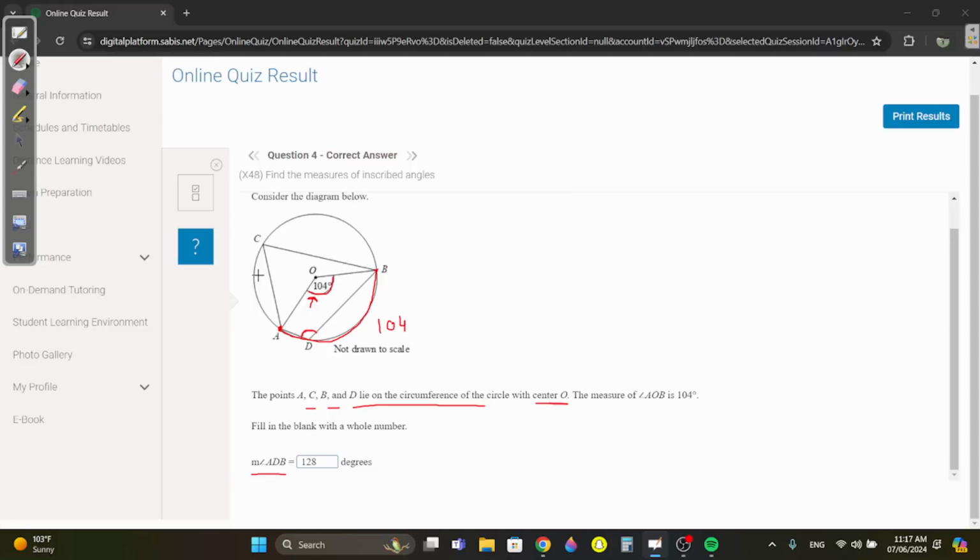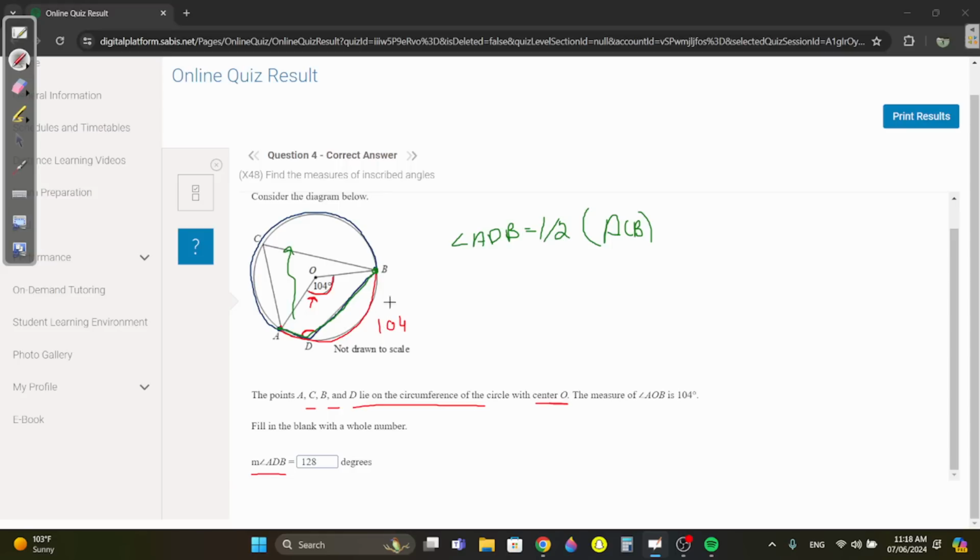ADB, let's write it. ADB actually inscribes this arc ACB, right? So angle ADB, starting with green, angle ADB over here inscribes this blue arc, right? So it would be half of this blue arc. So let's say angle ADB is equal to half of arc ACB. I have this red arc and I want the blue arc, which is ACB.